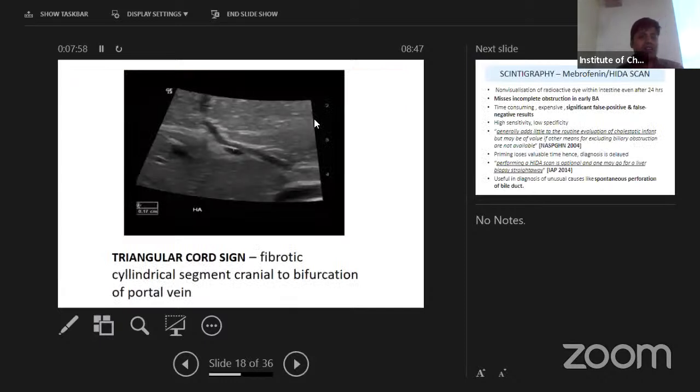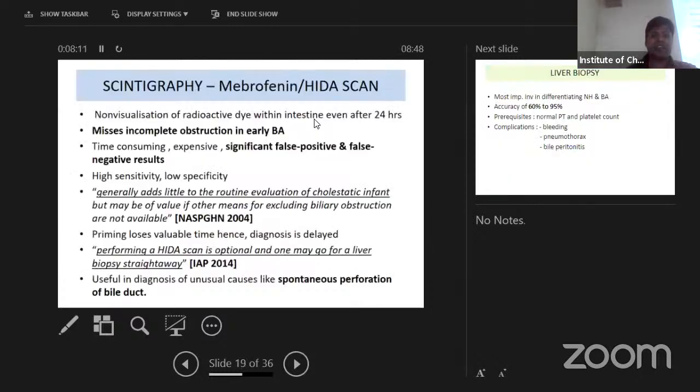This is the USG picture depicting the triangular cord sign, where we see a fibrotic cylindrical segment cranial to the bifurcation of the portal vein. Now the scintigraphy or HIDA scan. Non-visualization of the radioactive dye within the intestine even after 24 hours. It misses incomplete obstruction in early biliary atresia. It is time consuming and expensive, and significant false positive and false negative results occur. High sensitivity but low specificity.